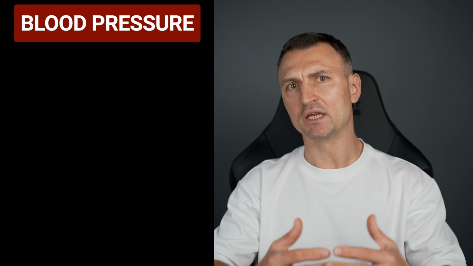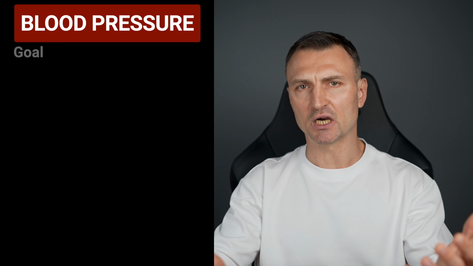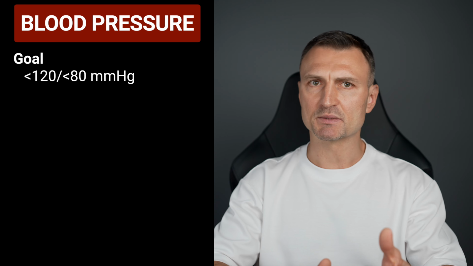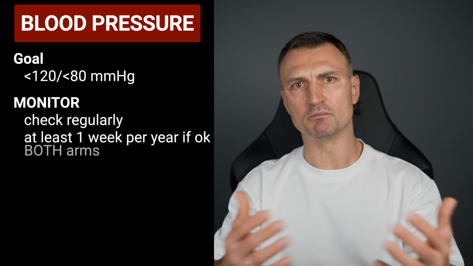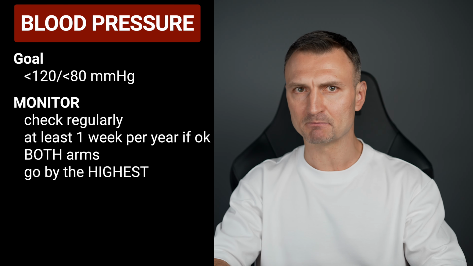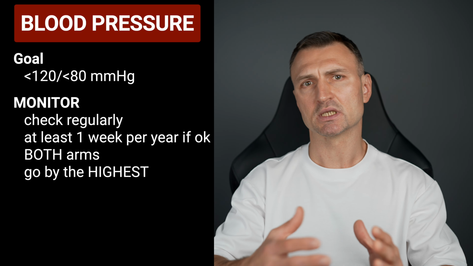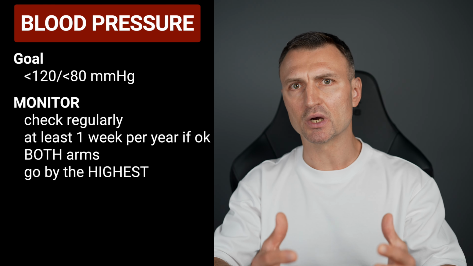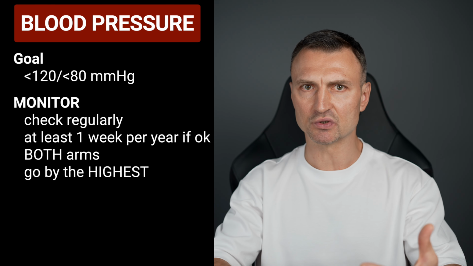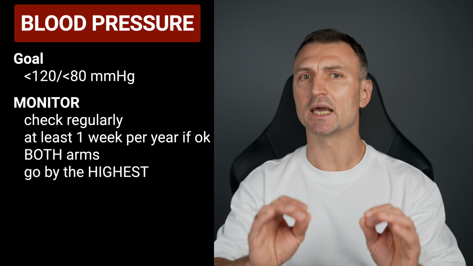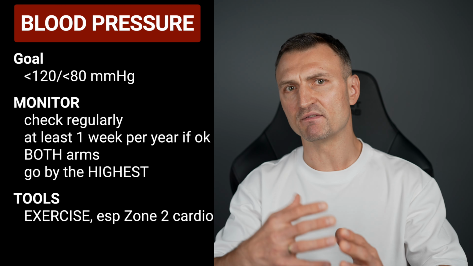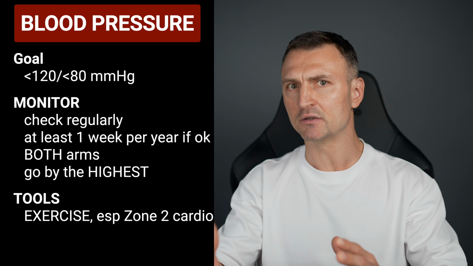The second parameter is blood pressure, and it is the unanimous current view that 120/80 is the healthy cutoff we should be aiming for. I advise my clients to check blood pressure regularly in both arms and go by the highest measurement. If you spot high blood pressure or a tendency towards a high blood pressure, the primary lifestyle leverage tool to improve it is actually exercise, particularly zone 2 cardio training, because it improves vascular health and endothelial function.